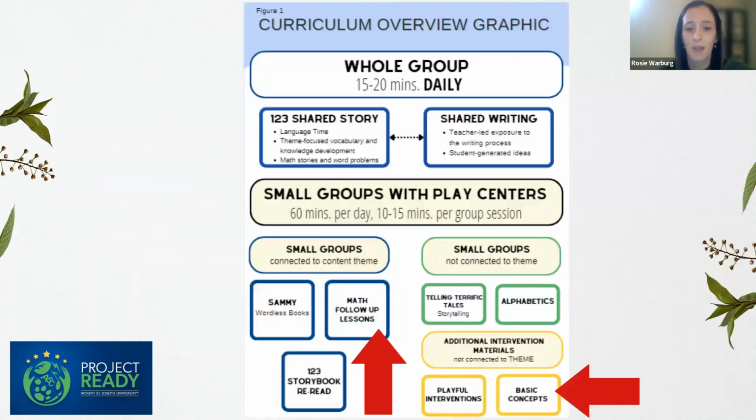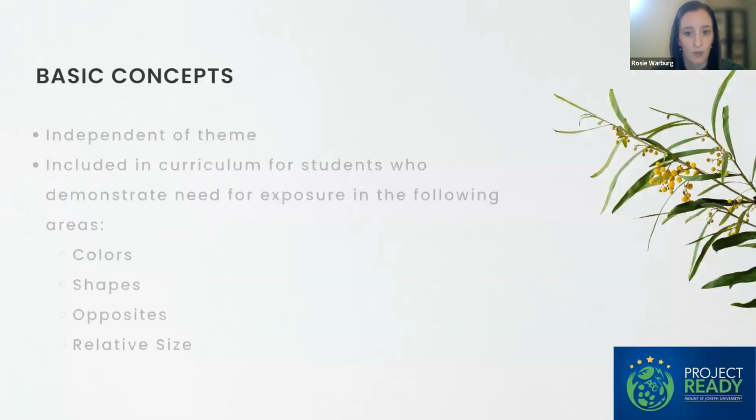So here, just a reminder of where these two pieces fall in our overview of the entire curriculum here. This is an overview of all of the pieces in the Project Ready curriculum. So you see math there is outlined in blue. That means it is connected to the theme and it is one of our small groups. And then basic concepts is outlined in yellow. It is not connected to the theme, and we consider it an additional intervention material. So it is not necessarily used with all of our students.